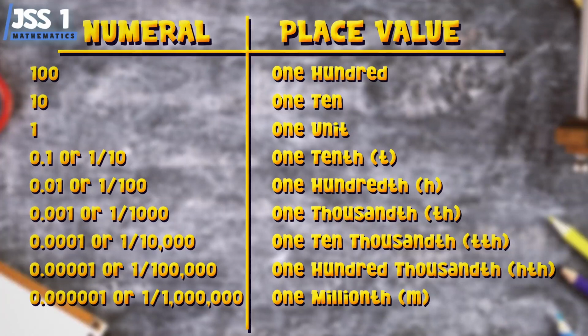When you have 0.001 or 1 over 1000, that is 1/1000. When you have 1 over 10,000, that is 1/10,000. When you have 1 over 100,000, that is 1/100,000. When you have 1 over 1 million, that is 1 millionth.